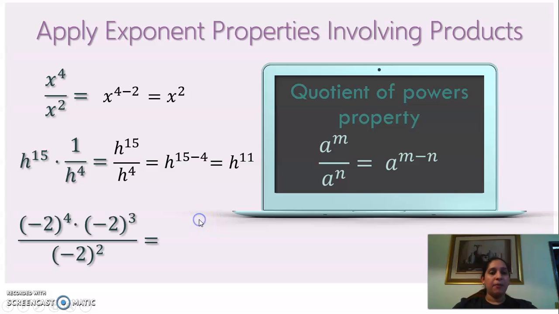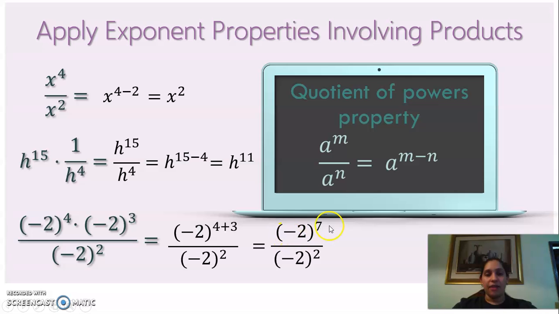Let's make another example. Negative 2 raised to the power of 4 times negative 2 raised to the power of 3, over negative 2 raised to the power of 2. What am I going to do? The first thing is to apply the property that tells me that when they are multiplying the same base number, I add my exponents. You can see those product properties in the other video. I add my 4 with my 3, so I have negative 2 raised to the power of 4 plus 3, and 4 plus 3 is 7.